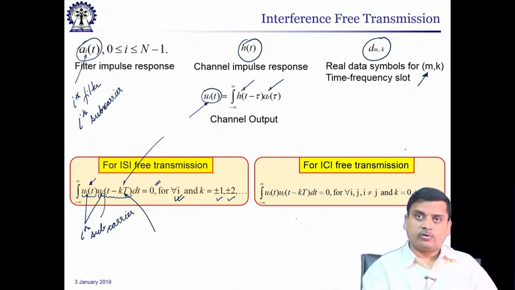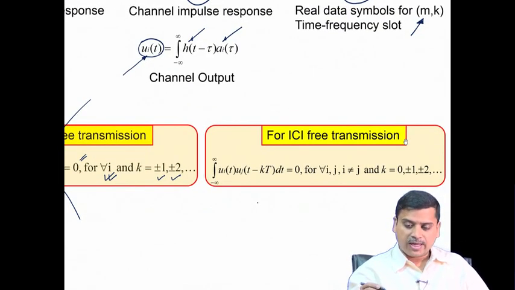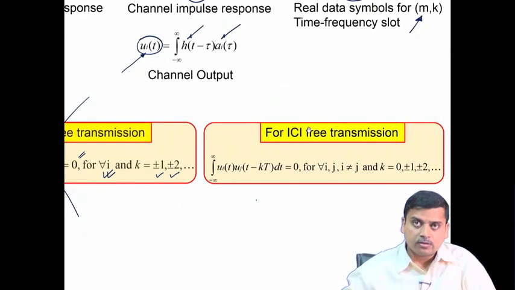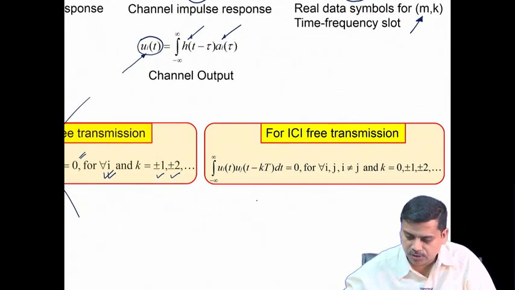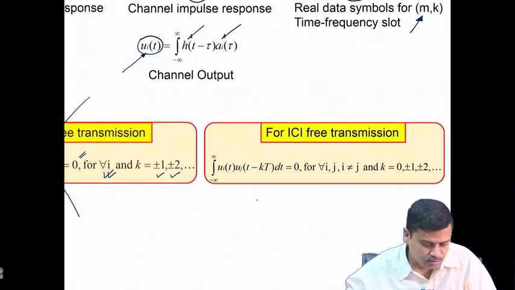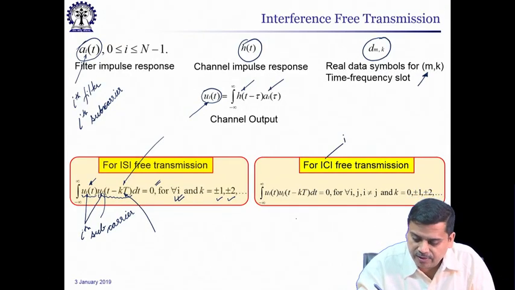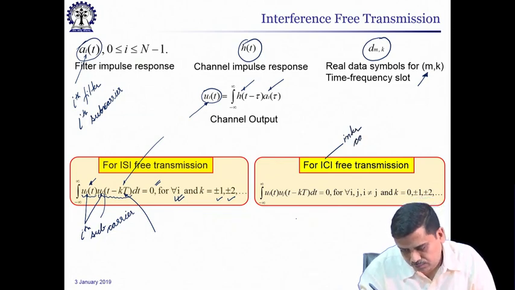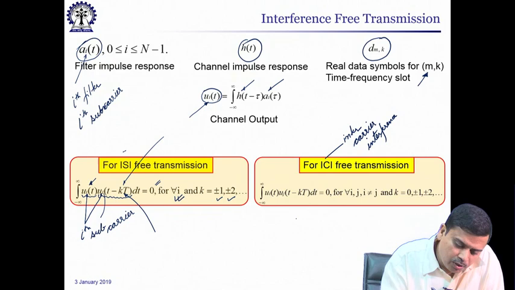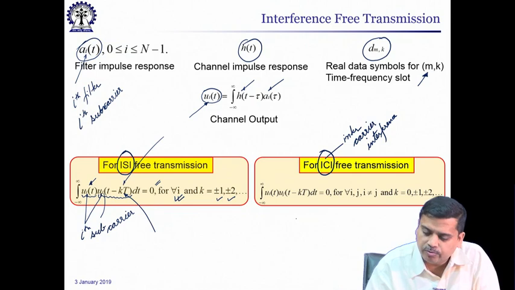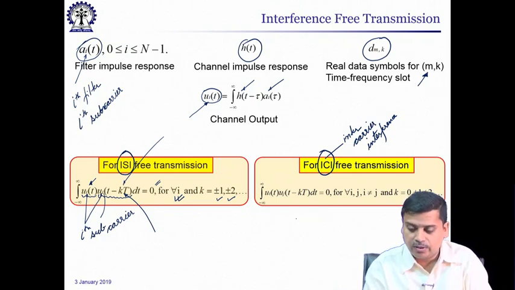The other criterion for orthogonality, as we see over here, is the one for ISI free transmission. Yeah, for ICI, that means intercarrier interference, free transmission. So, that means you do not want interference in the time domain, you do not want interference in the frequency domain, and hence you require the whole thing to be orthogonal.